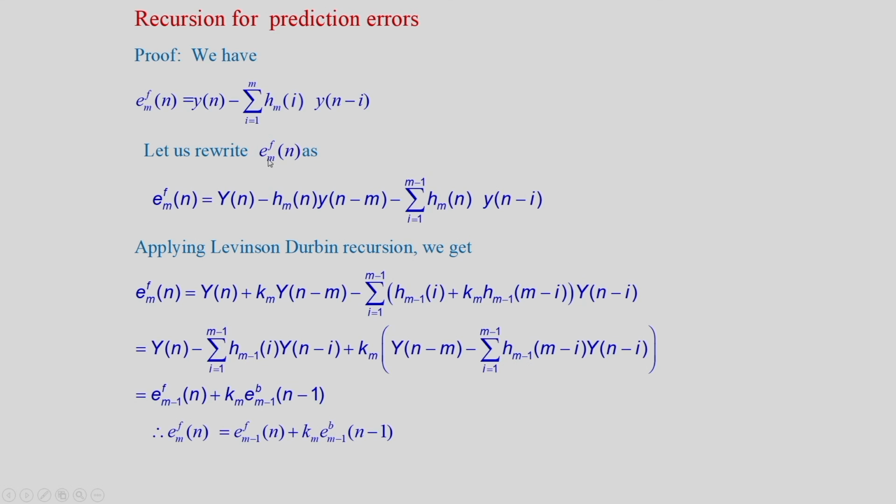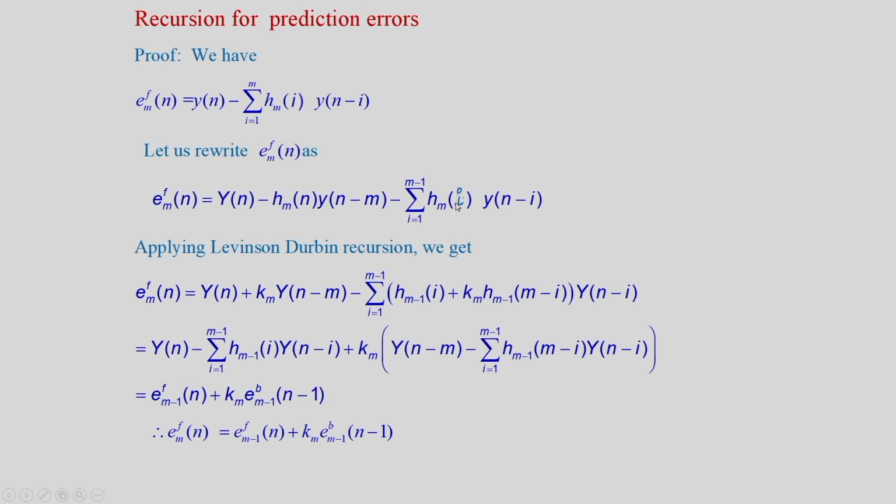Now we can write e_m^f(n) as y(n) minus that last coefficient here. I am taking out h_m(m) into y(n minus m). So when we put m here, h_m(m) into y(n minus m), that I am taking it out. And then summation h_m(i) into y(n minus i) going from 1 to m minus 1. Now we note that this minus h_m(m) is equal to K_m by definition.